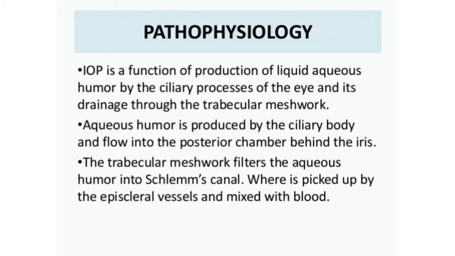Generally, aqueous humor is properly drained. It is produced by the ciliary process of the eye, and it is drained through the trabecular meshwork, which eventually drains into Schlemm's canal, which will eventually go into the episcleral vessel, and then it will mix with the blood. In this way the proper drainage occurs. But in case of glaucoma, there is a problem, and because of that problem there is accumulation of the liquid aqueous humor in the eye, and that eventually leads to increased IOP.